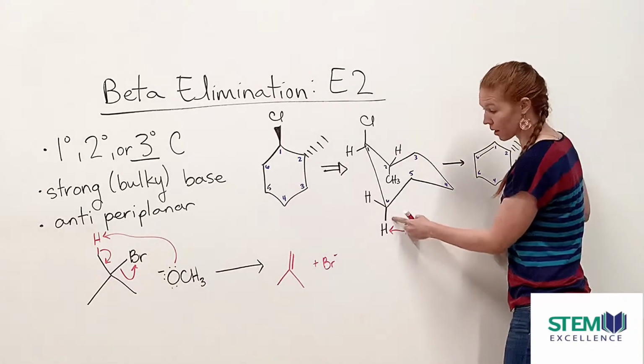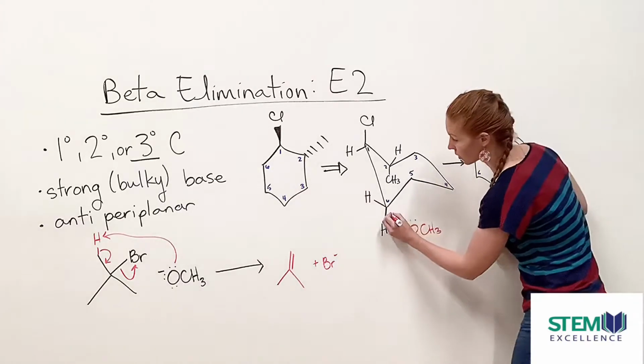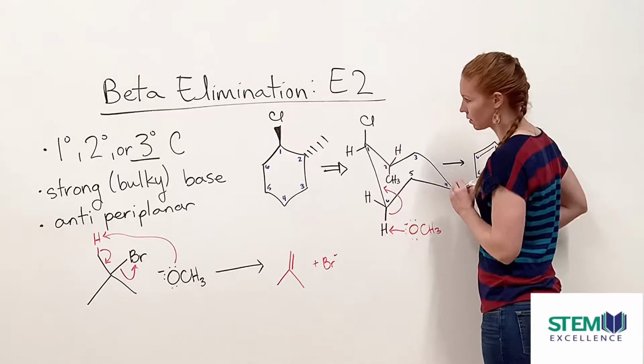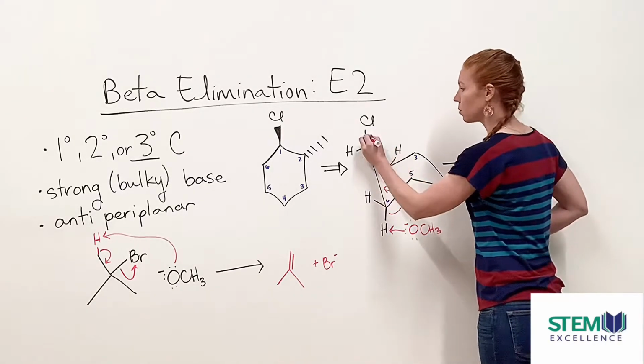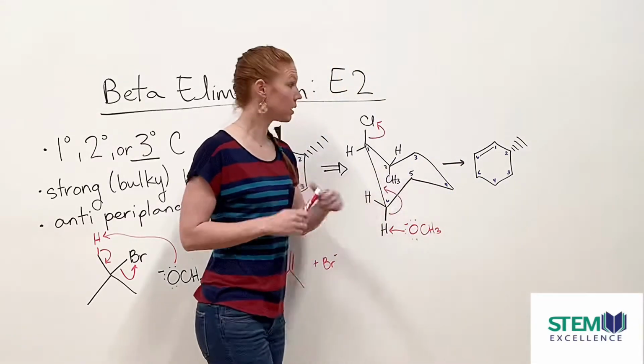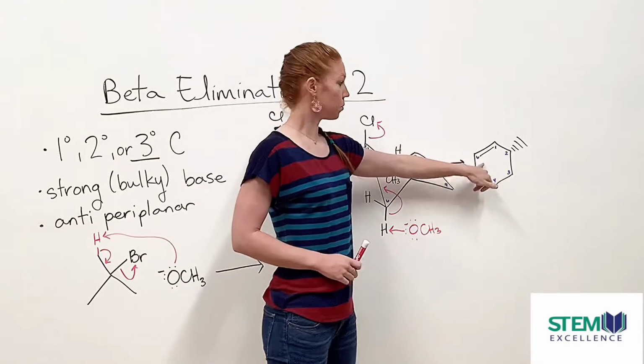The carbon-hydrogen bond breaks, and these electrons go to form our double bond between carbons 1 and 6, and then our leaving group leaves with its electrons, giving us a cyclohexene with the double bond between carbons 1 and 6.